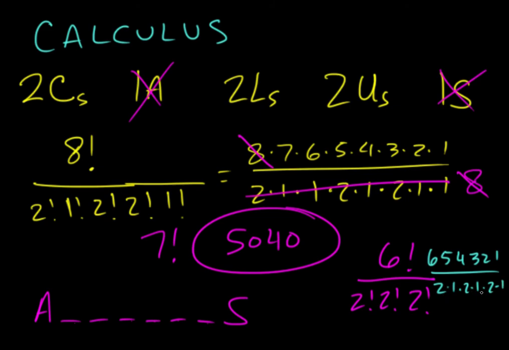Once again, that's an 8 on the bottom. So if we cancel 8, we can do 2 times 4. We cancel that. So 6 times 5 times 3, because the 1 won't matter. And if we do that, we're going to get 90.